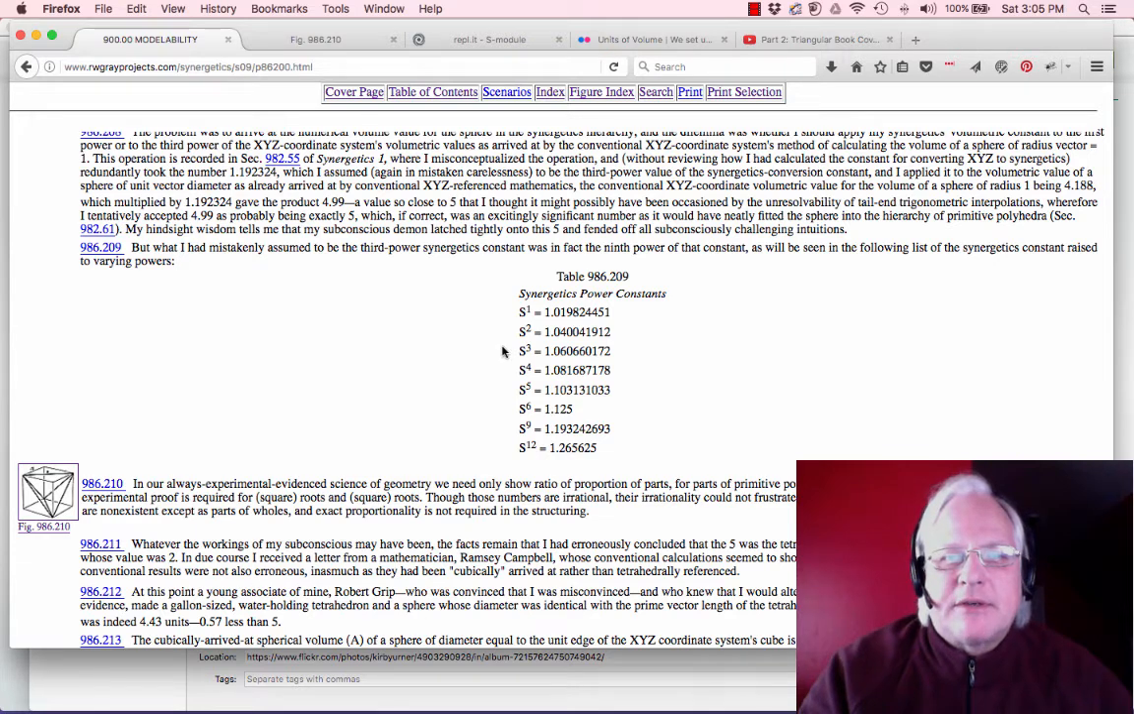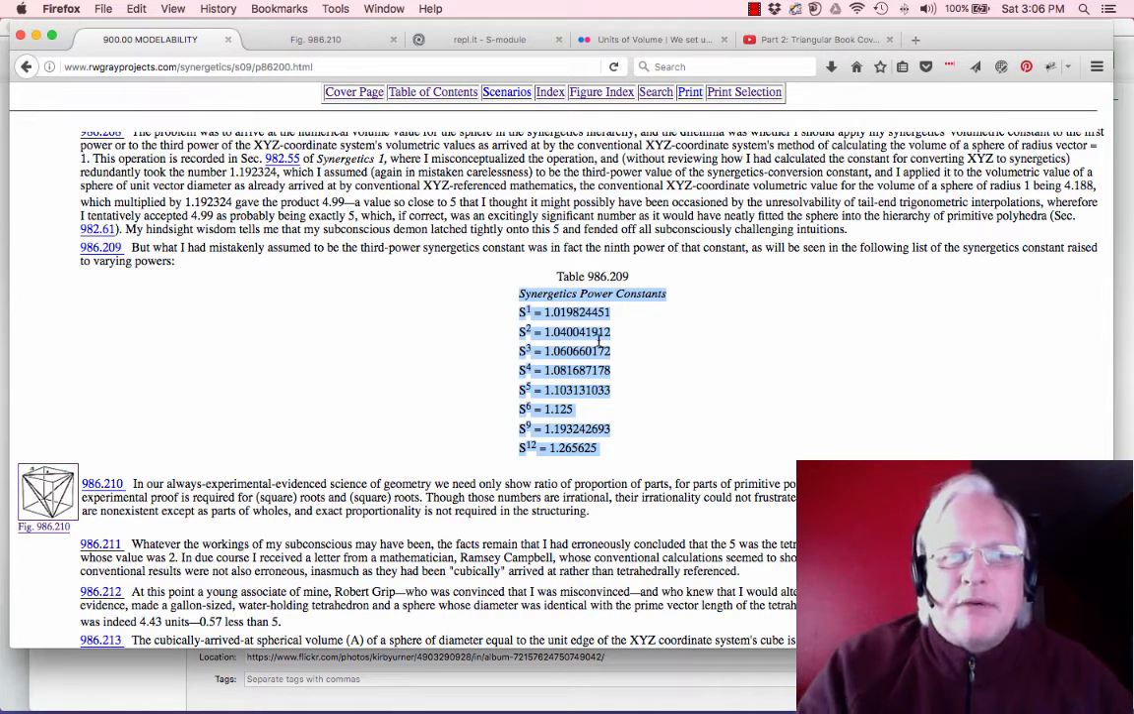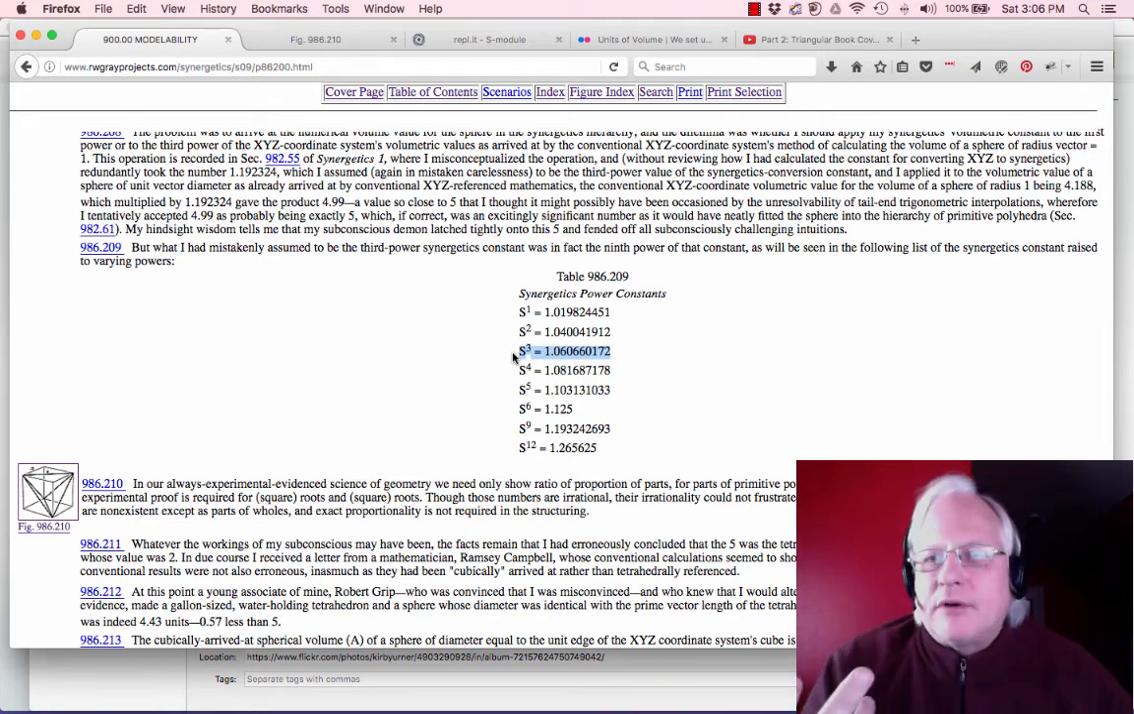This is in the section of Synergetics where Bucky is explaining about his confusions regarding the T and the E modules, or the confusions which led to that discovery, which I chronicle in more detail in a video called Bucky's Subconscious Demon of April 1st. This is about S3, really, the Synergetics Constant to the third power, you might say. It's used for volume conversion.